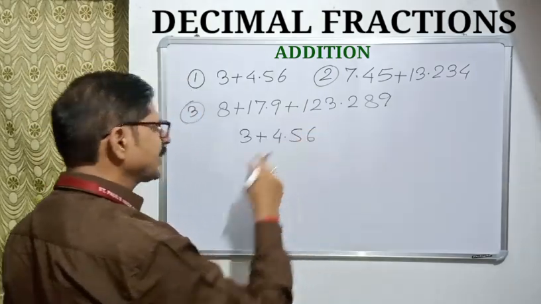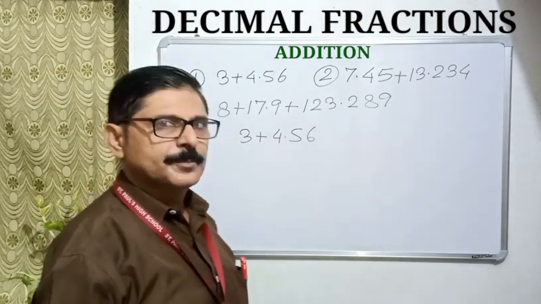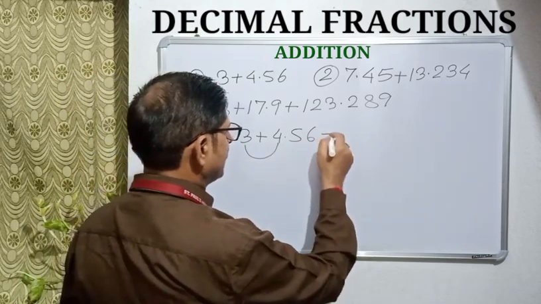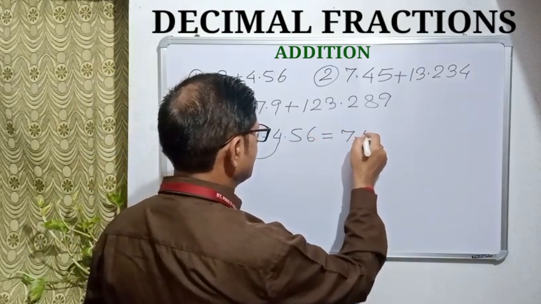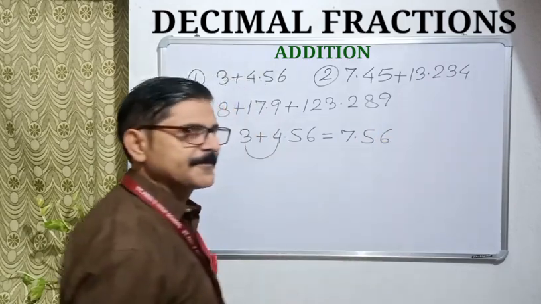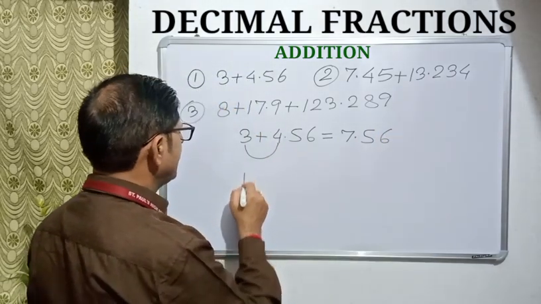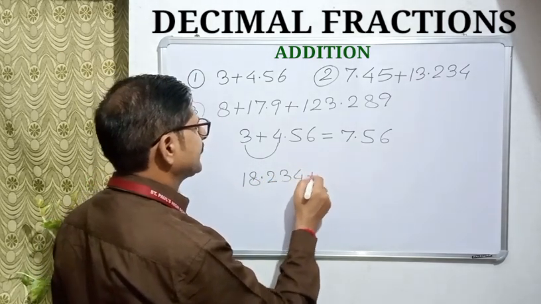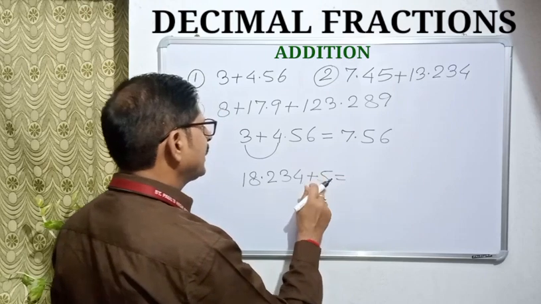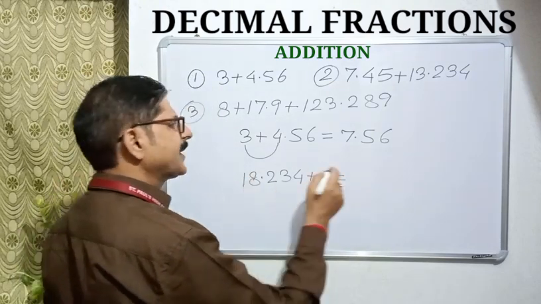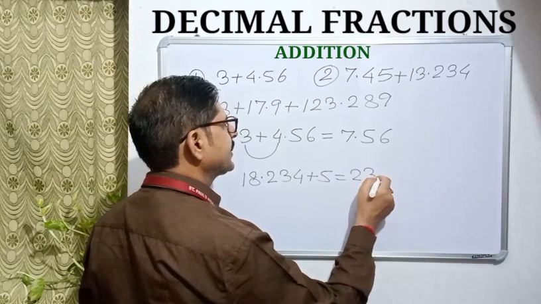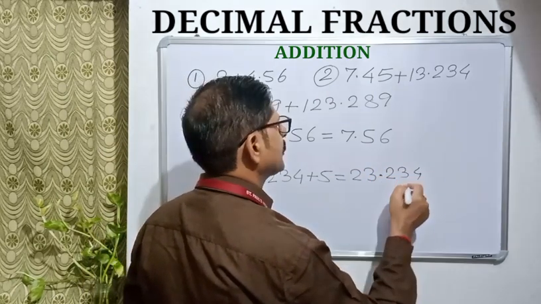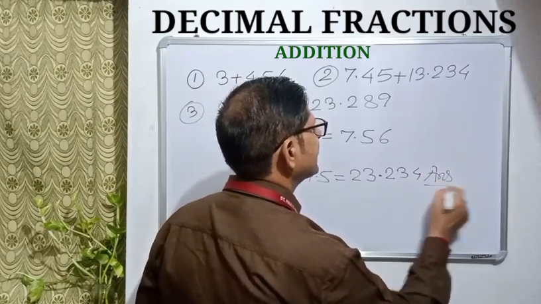If one of the 2 numbers happens to be a whole number, simply add the 2 whole numbers. 3 plus 4 is 7. Your answer is 7.56. If it is 18.234 plus 5, add the whole numbers. 18 plus 5 is 23. 23.234 is your answer. Isn't it easy?